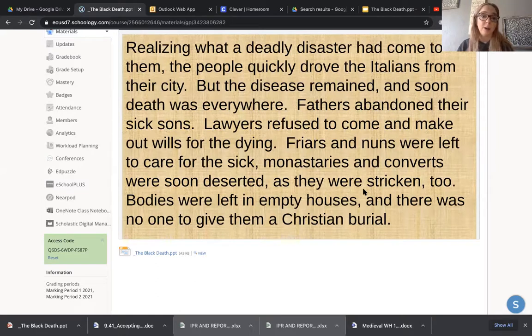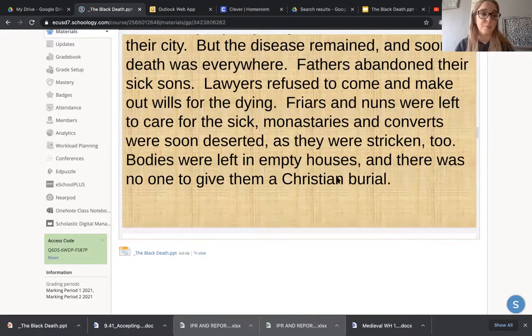Death was found everywhere. Fathers abandoned their sick sons. Lawyers refused to come out to make wills for the dying. Friars and nuns were left to take care of the sick. That is their sense of responsibility at this time. Monasteries and convents were too deserted, as well as the stricken. Bodies were left in empty houses, and nobody was giving proper Christian burials.